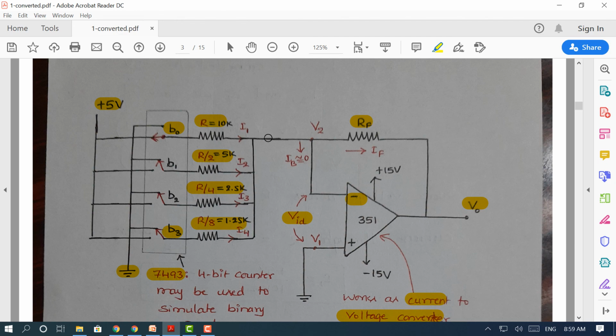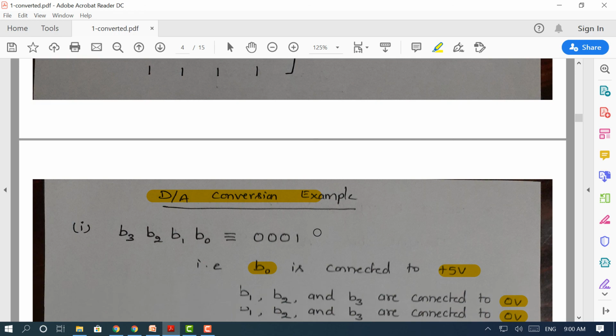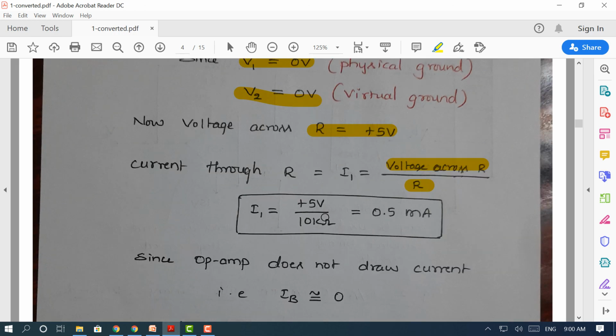So what is the voltage across this 10 kilo ohm resistor? The voltage across R, the 10 kilo ohm resistor, is 5 volts, and 5 volts divided by this 10 kilo ohm resistor gives me the current I1. Once we know I1, we can calculate the output voltage. So let's go through the example continuation. I1 is 0.5 milliampere, because the voltage across R is 5 volts and the resistor value is 10 kilo ohm.